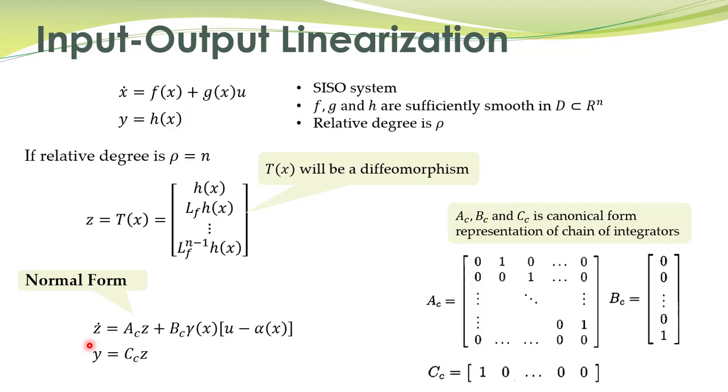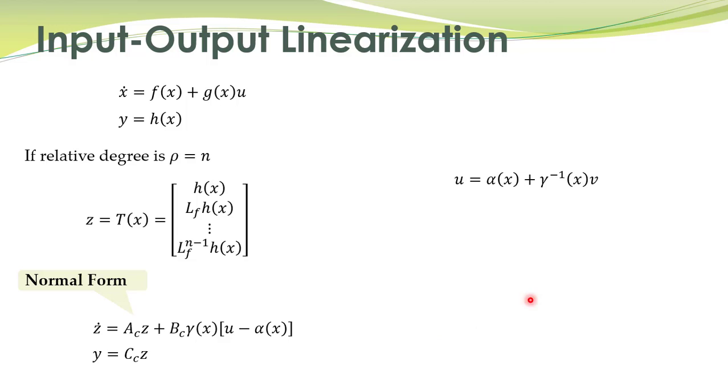this normal form, where AC, BC and CC are given by these matrices, and then after using appropriate control law, we converted this nonlinear system into this particular form. So what we see is that this system is both full state linearized as well as input output linearized. All the state equations are linear state equations, and furthermore the relationship between the newly defined input variable v and the output variable is a linear relation.